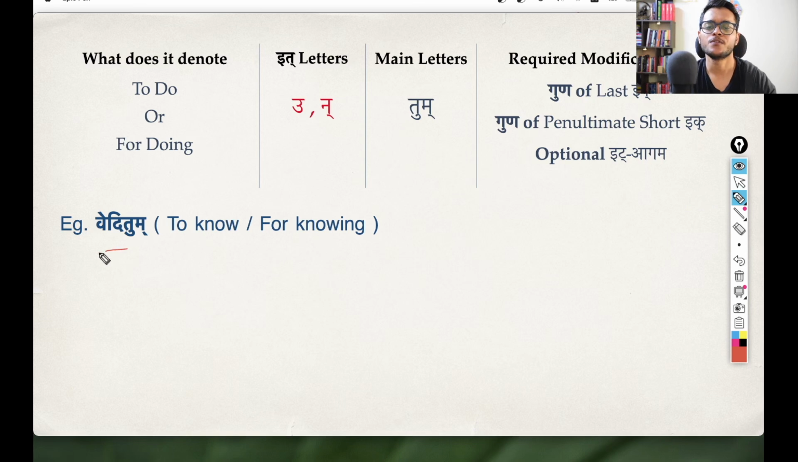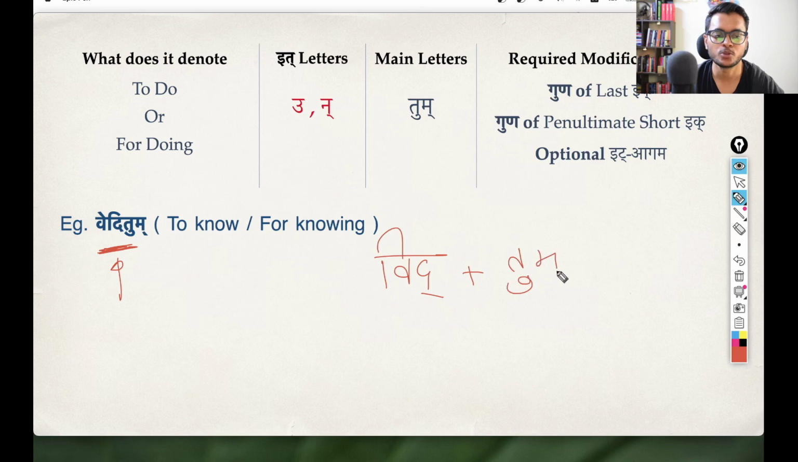We have this veditum. Okay, veditum is to know or for knowing. And by looking at this pada, a lot of you may guess the dhatu, because to know, we know this dhatu, that is vid dhatu. And again, we are modifying this dhatu using our tumun suffix. So we'll check for any required modifications.